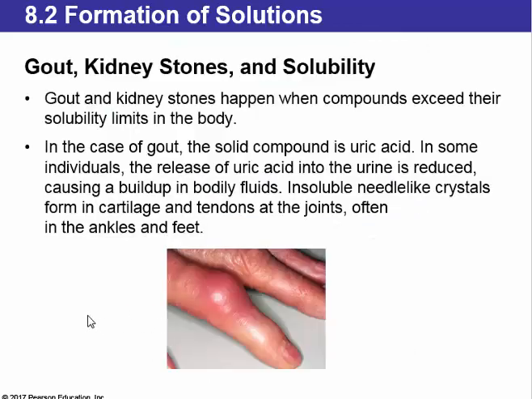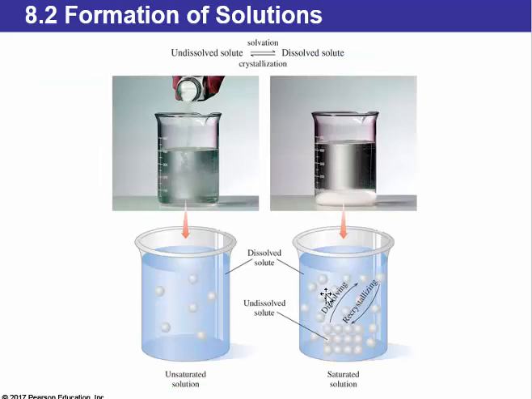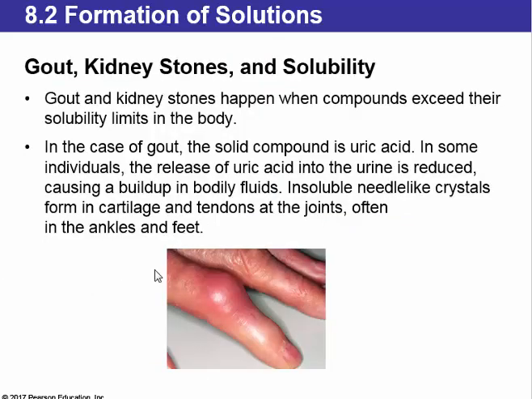Some everyday examples of precipitation, or this crystallization out of a saturated solution, occur with gout and kidney stones. In gout, uric acid crystallizes out of solution, and needle-like crystals that don't dissolve form, often in the cartilage and tendons at the joints, in the ankle and feet typically. Here's a picture of gout in a finger, and it is incredibly painful.